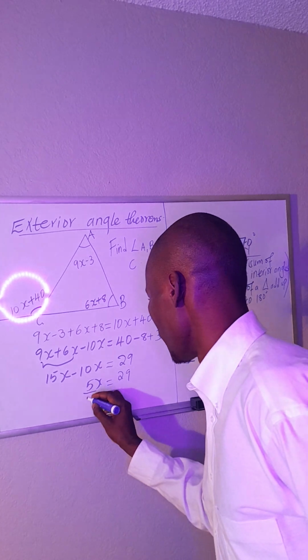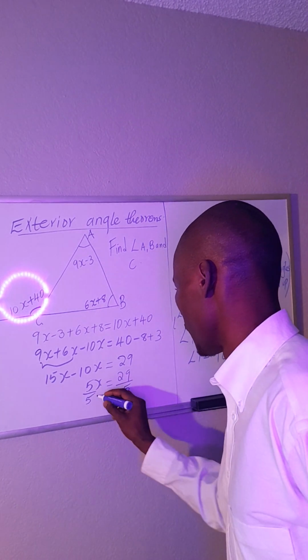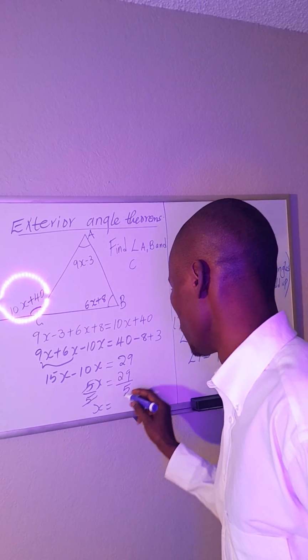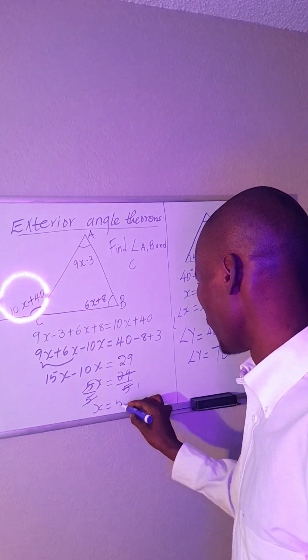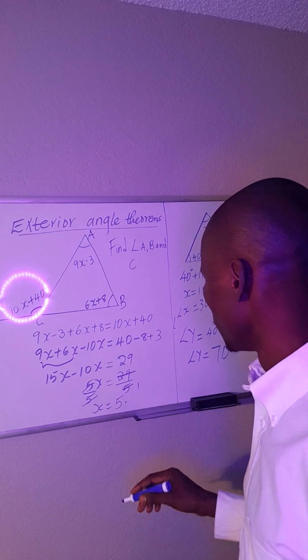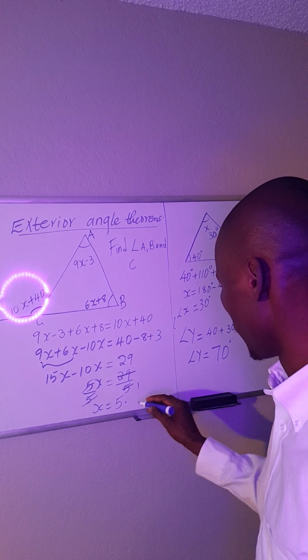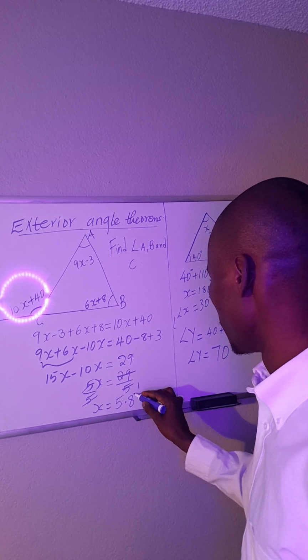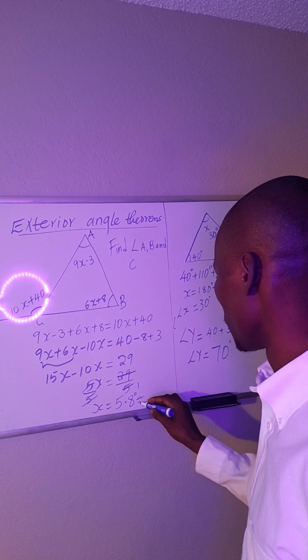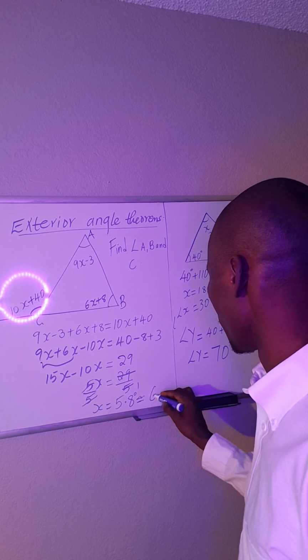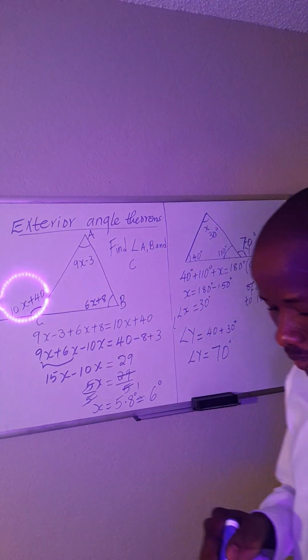So we divide both sides by 5, for us to find the value of x. So x is equal to 5 point, remainder 4, that is 5.8 degrees. I can approximate the value of x. X is equal to 6 degrees. That is approximately the value of x.